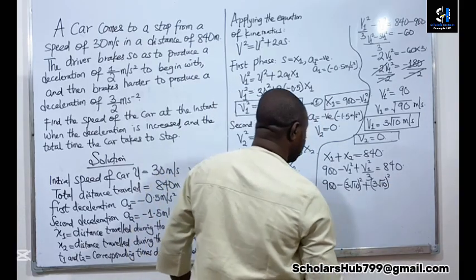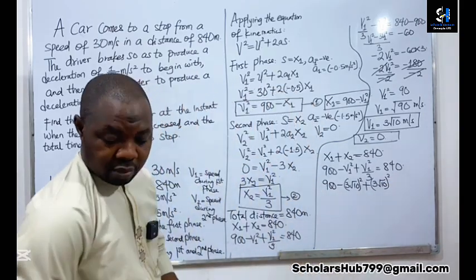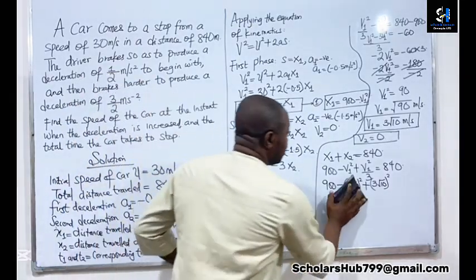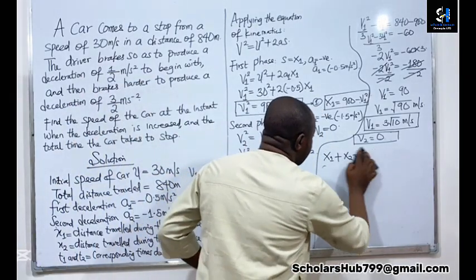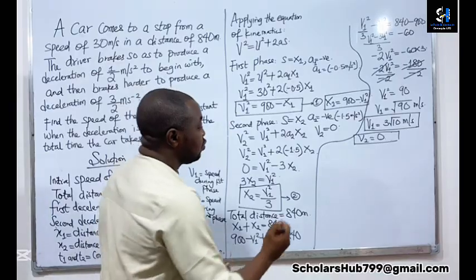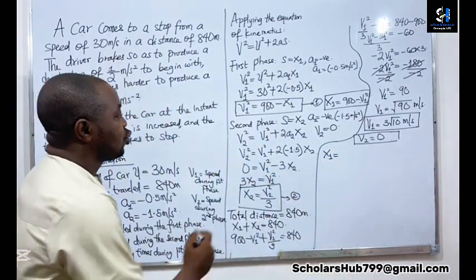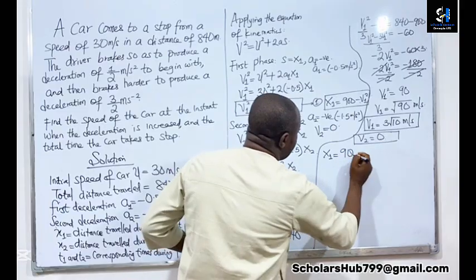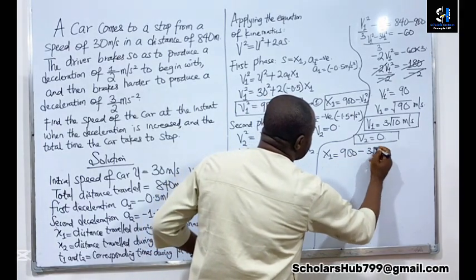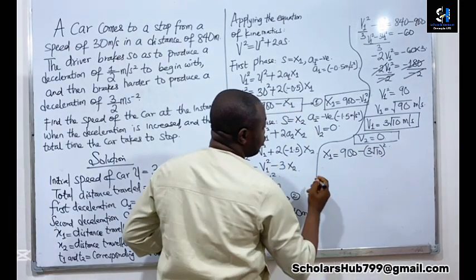Okay, 3 root 10 raised to the power of 2. Oh, I beg your pardon, sorry. I need to calculate x1 and x2. So the value of x1 will be 900 minus 3 root 10 raised to the power of 2.